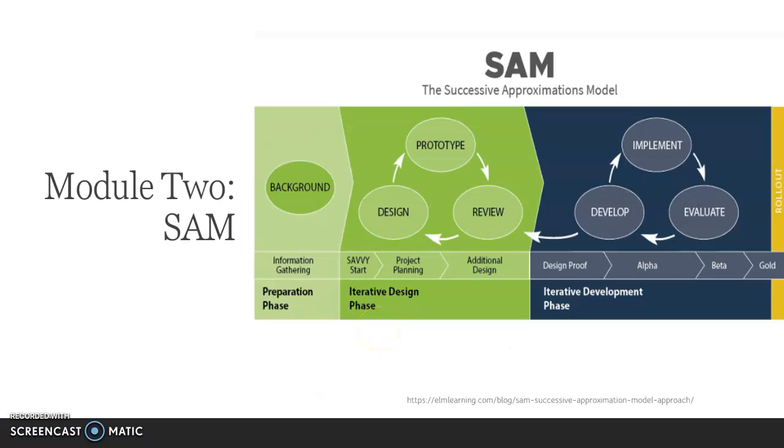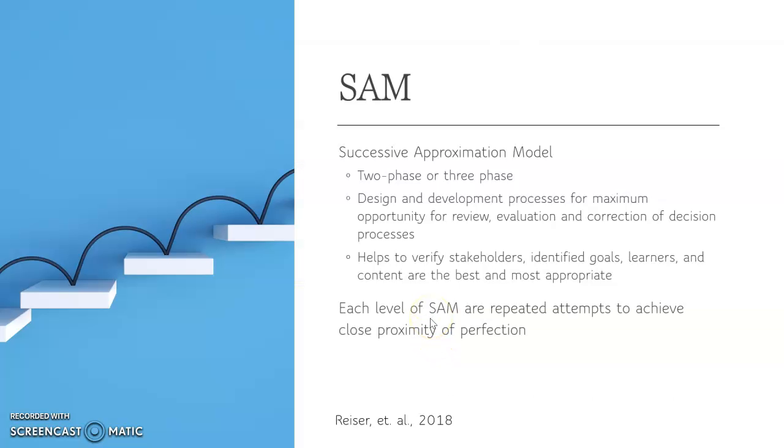Alright, we're going to move into Module 2, which is the SAM model, the Successive Approximations model. This model is very similar to ADDIE, except it is a little bit more specific, and it is better to use if time is an issue. This model can be 2-phase or 3-phase. 2-phase is generally used for smaller organizations and smaller projects. 3-phase is generally used for larger organizations with larger projects.